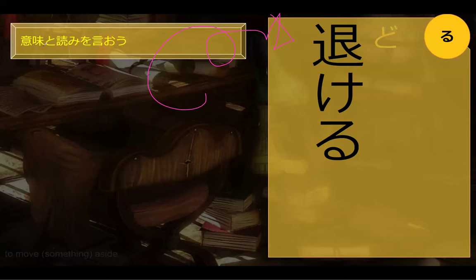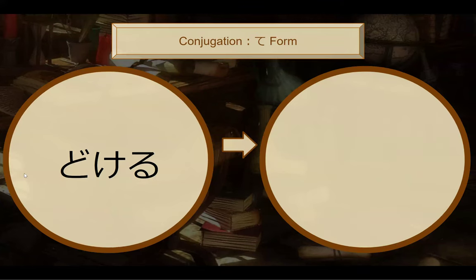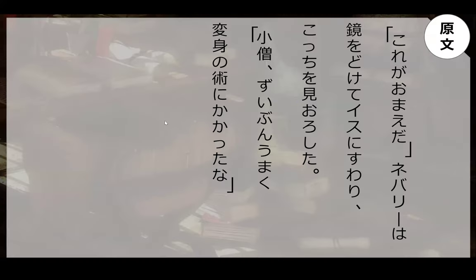Dokeru. What's the te form of dokeru? Dokete. Dokete, from doketa.